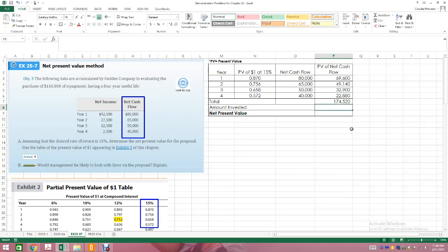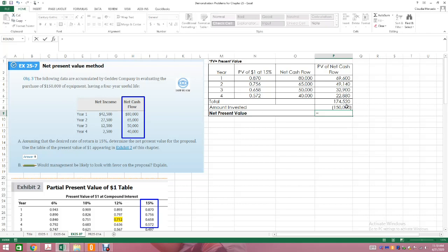Now, I need to deduct the amount that I'm going to invest. Not all of this is yours; you had to put some money into it. How much money did you put into this investment? Well, I put in $150,000. I'm going to take that out. So $150,000 is deducted.